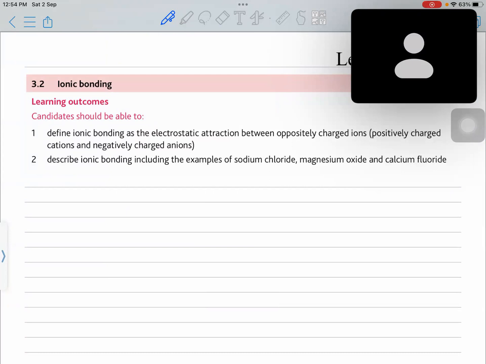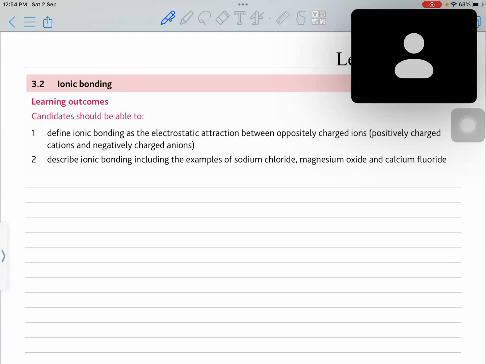In O level, you have studied ionic bonding, right? Can you tell me what is ionic bonding? Ionic bonding refers to a metal and a non-metal. Sorry, when a metal donates an electron to a non-metal, it builds an electrostatic force of attraction which holds the two elements together. Exactly.